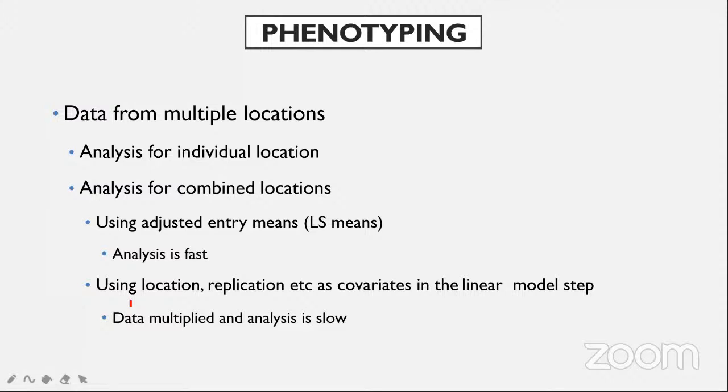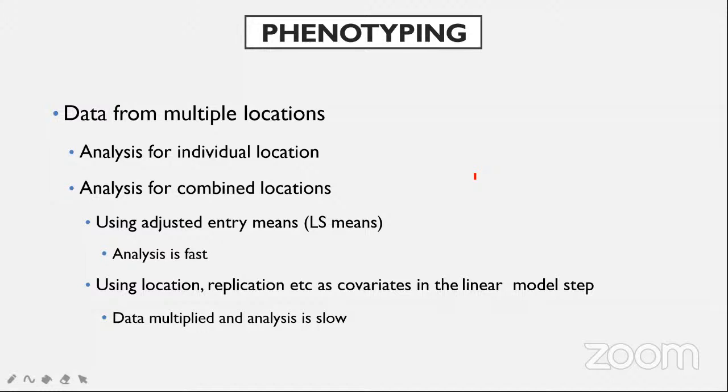So the question comes, how do we analyze this data? First of all, you could analyze the data for individual locations. For example, if you take rice from Tamil Nadu, Andhra Pradesh, Karnataka, and if your intention is to release a variety for each of these areas differently, then you need to analyze for each individual location. But if you want to do some functional studies, or if you plan to release a variety for all the places together, you can do it for combined locations.